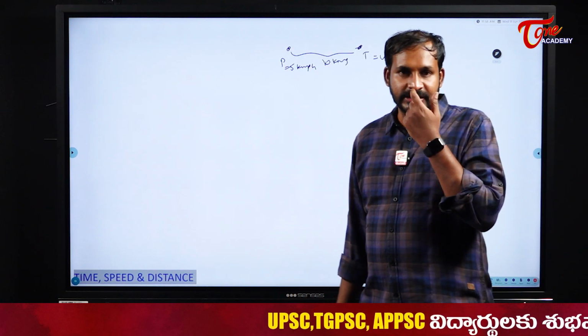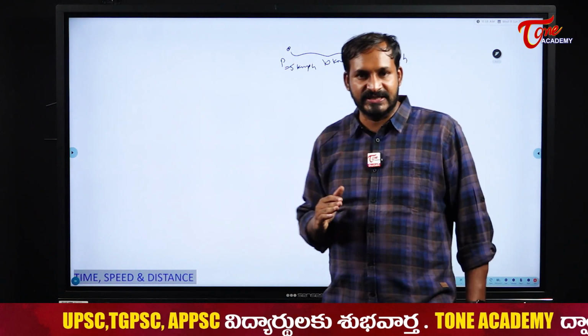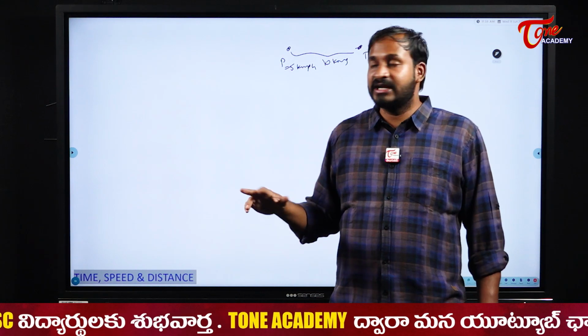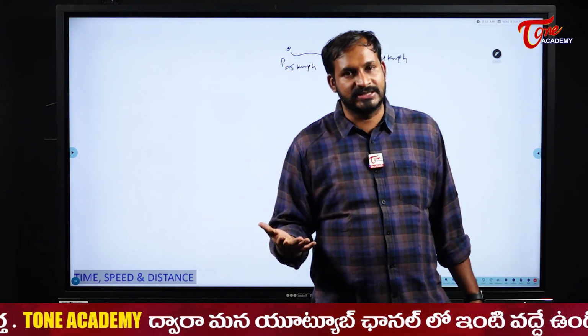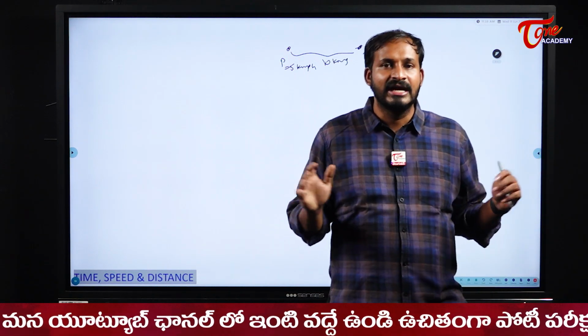One basic question here, students. For time being, assume if the thief's speed is more than the police's speed, can the police catch the thief? No, not at all. So definitely the person who is chasing will have the maximum speed. That is the common sense. Then only he can catch the other person. Otherwise, he can never catch the other person.